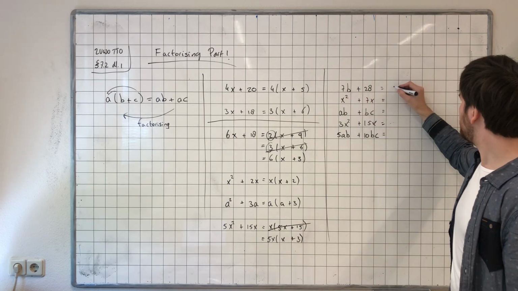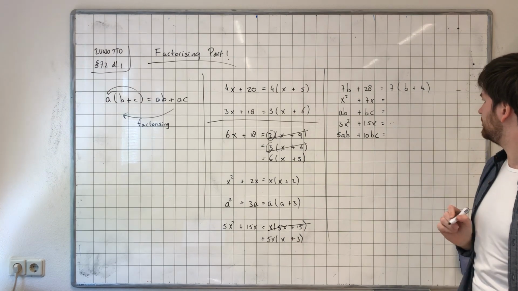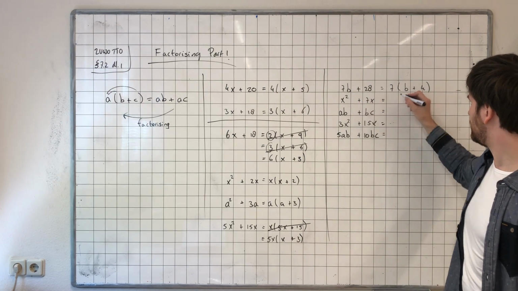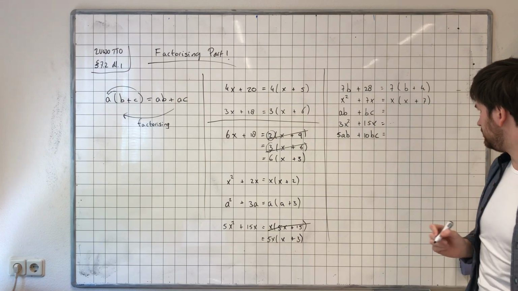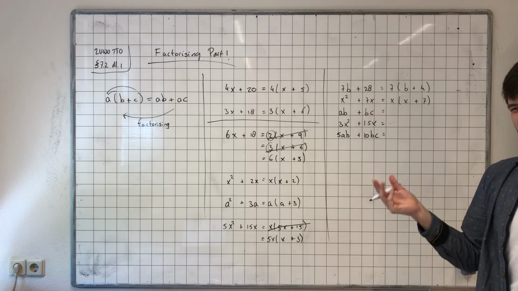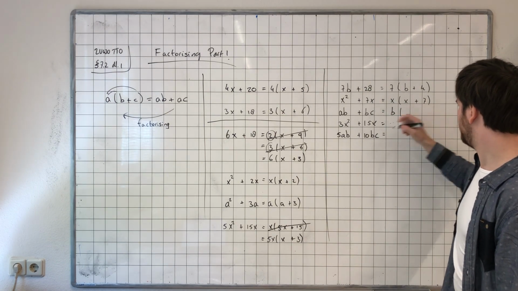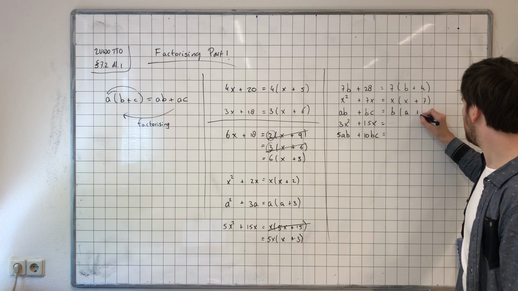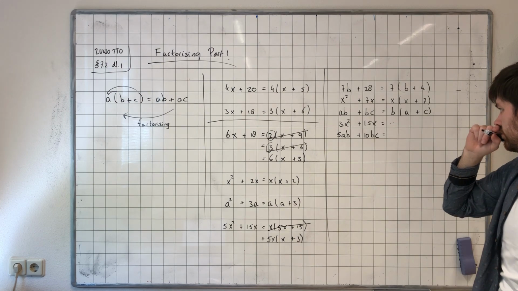The first one was easy. 7b plus 4. Next one, x plus 7. This one was somewhat new. We can't divide with a certain number, but we can divide both of these things with b. So b and then a plus c, because a times b is ab and b times c is bc.